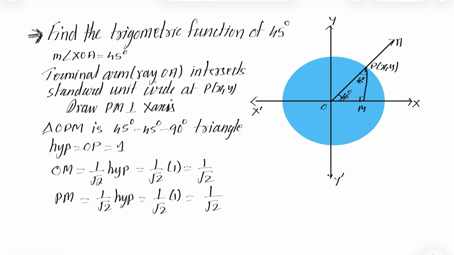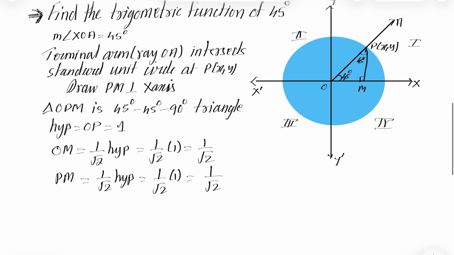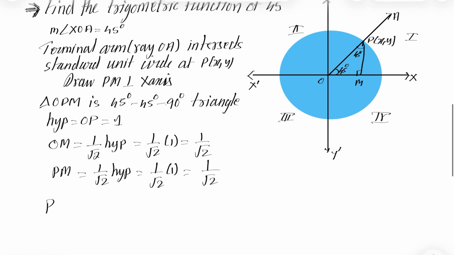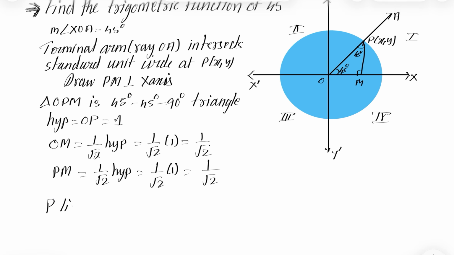अभी यहाँ पे ये फर्स्ट क्वाड्रेंट है, ये सेकेंड, ये थर्ड और ये फोर्थ. So P lies in first quadrant. First quadrant, so x is greater than 0 and y is greater than 0. Means they both are positive.